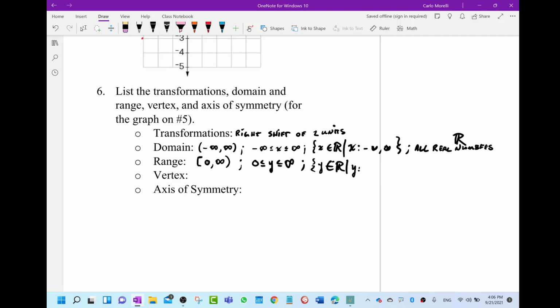I think you might have to put 0 less than or equal to y less than or equal to infinity. I don't know. You could also have said it in English as all real numbers greater than or equal to 0. Many ways to write that.